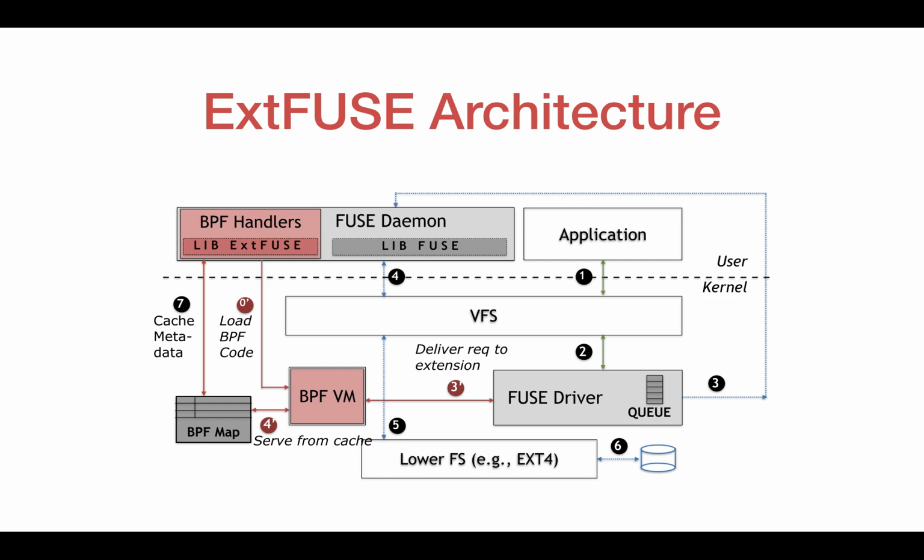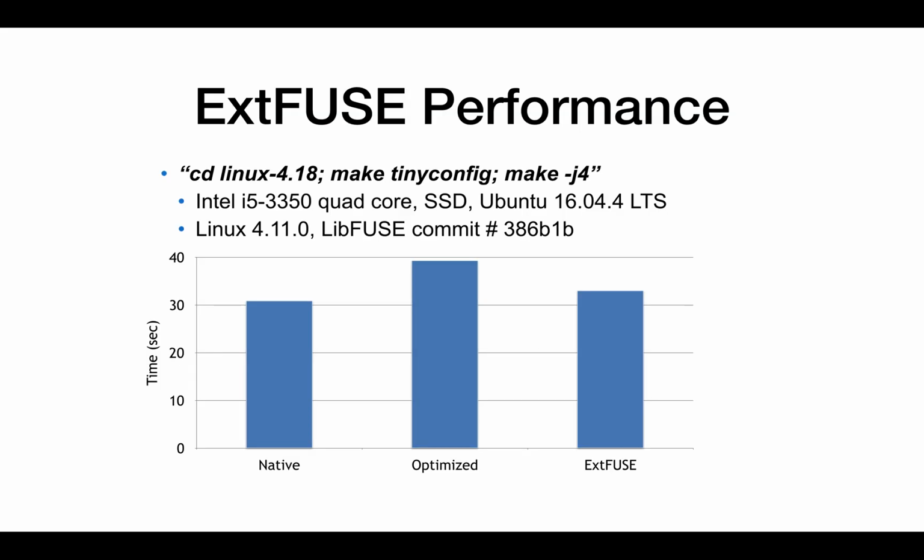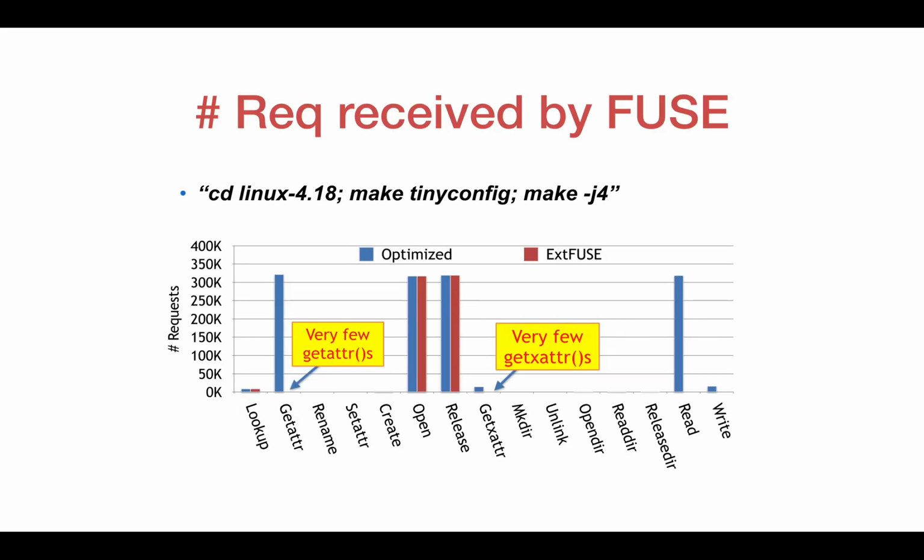Under extFuse, developers can insert custom code in the kernel and serve file system requests right in the kernel without incurring any context switches to user space. We consider the same kernel compilation workload for evaluating extFuse performance. As seen from the graph, it performs at par with ext4, and this is because now fewer requests are delivered to the user space.